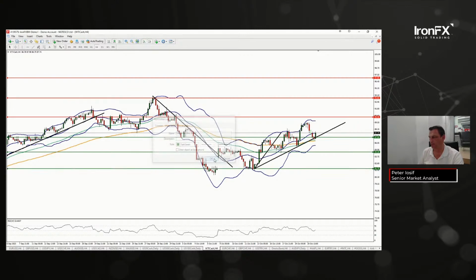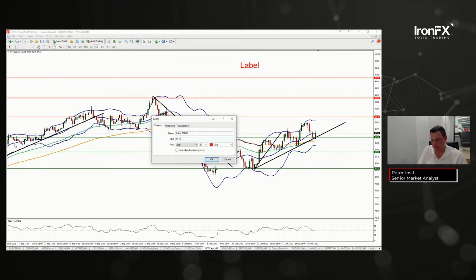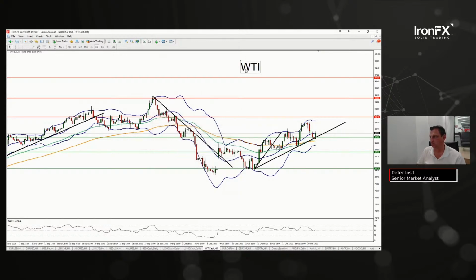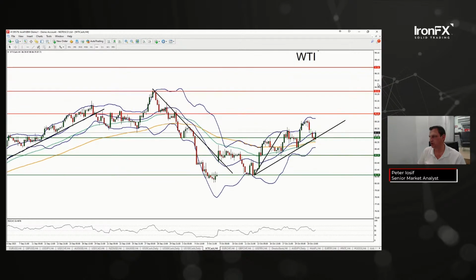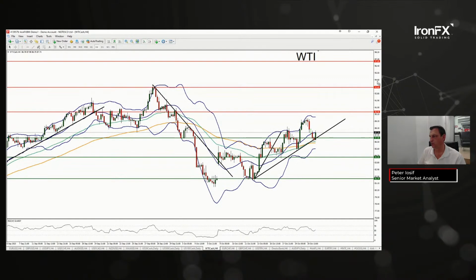Done. Let's now also add some labels, starting with the trading instrument. Definitely we're talking about WTI here. And we are in WTI for our chart. We're adjusting, widening a little bit the chart so we get a better picture.